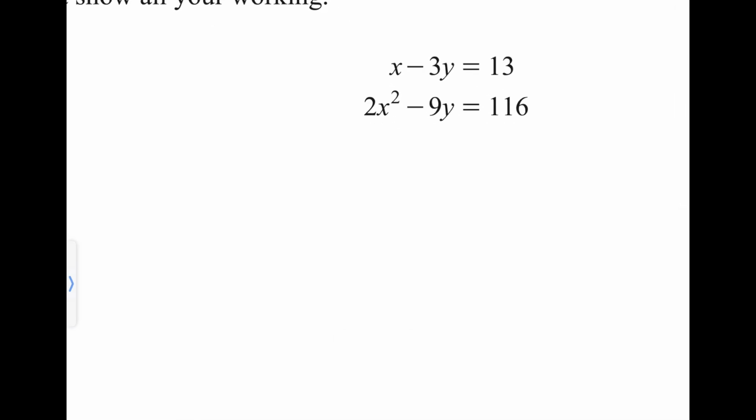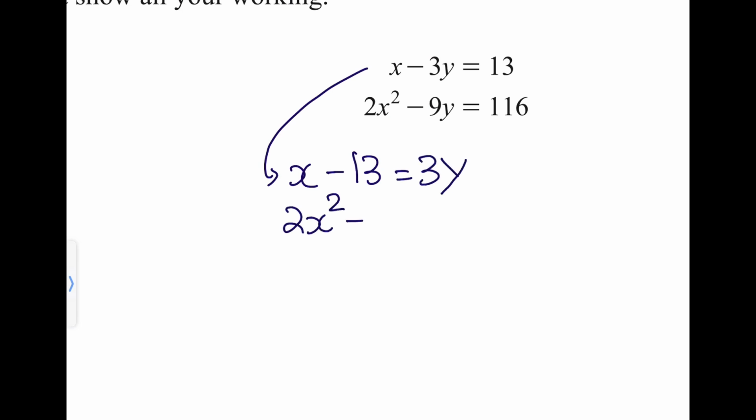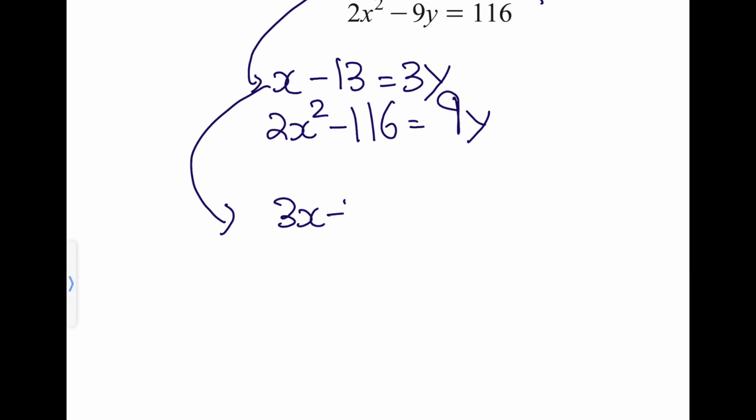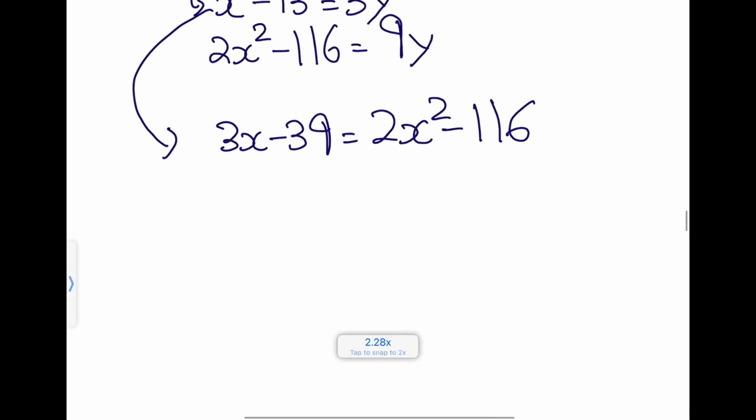So for this one, what I'm going to do is x minus 13. I've brought this one here. That is x minus 13 is equal to 3y. And this one also, 2x squared minus 116 is equal to 9y, because I've just taken the 9y there and put 116 here. Now since I know that 3y into 3 is 9y, I can multiply this whole equation. So that would be 3x minus 39 is equal to 9y, and that would be equal to 2x squared minus 116. I hope this step is clear.